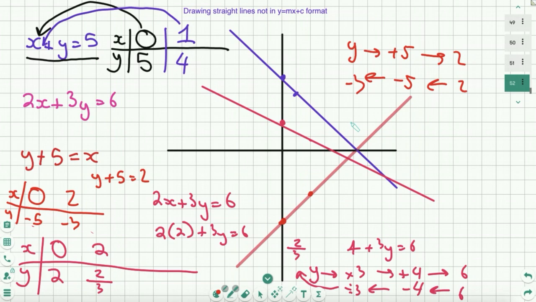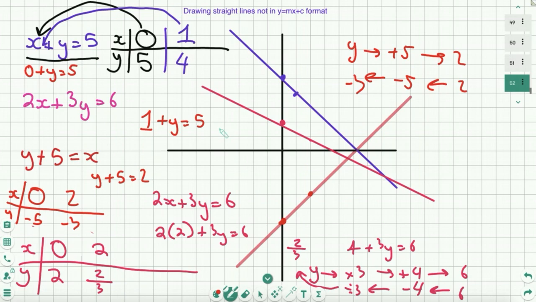So whenever y is not by itself, like x plus y is 5, or 2x plus 3y is 6, let's draw a table. Choose a value for x. So I said x is 0, so I wrote 0 plus y is 5. Something plus 0 is 5, y must be 5. And then I chose the second coordinate, x will be 1, so I'll replace x with 1. So 1 plus y is 5. 1 plus something is 5, y must be 4. And that's how we got our two coordinates. And you just label them and you're all done.